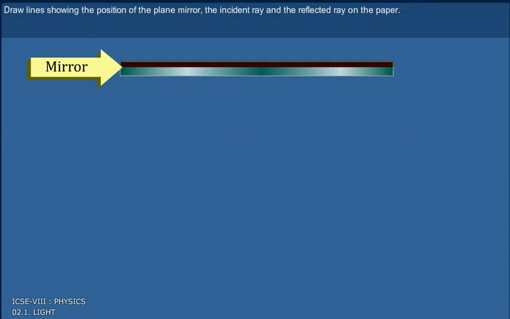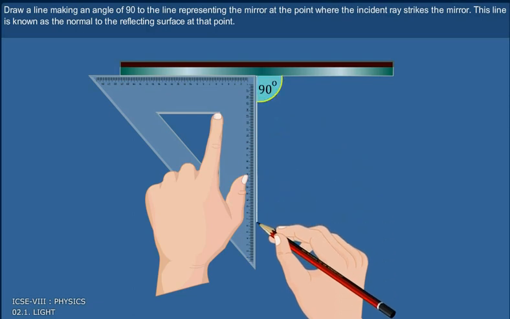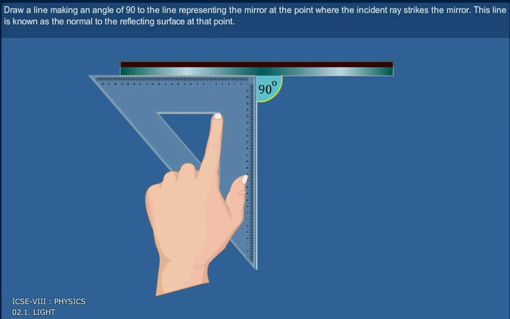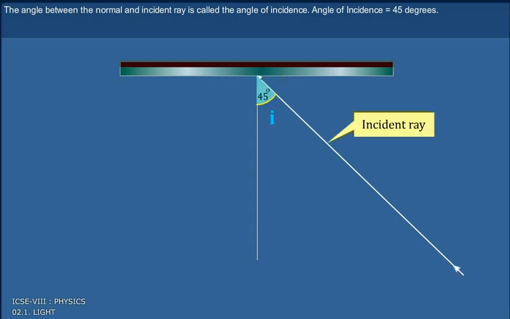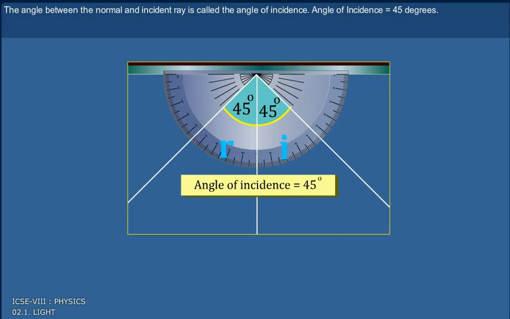Draw lines showing the position of the plane mirror, the incident ray and the reflected ray on the paper. Draw a line making an angle of 90 degrees to the line representing the mirror at the point where the incident ray strikes the mirror. This line is known as the normal to the reflecting surface at that point. The angle between the normal and incident ray is called the angle of incidence. Angle of incidence is equal to 45 degrees.